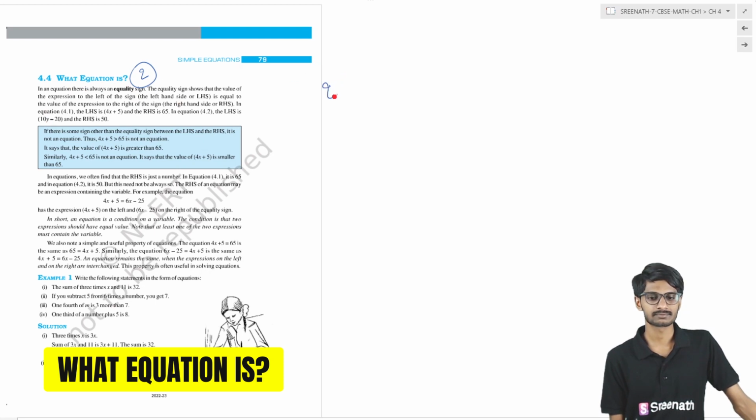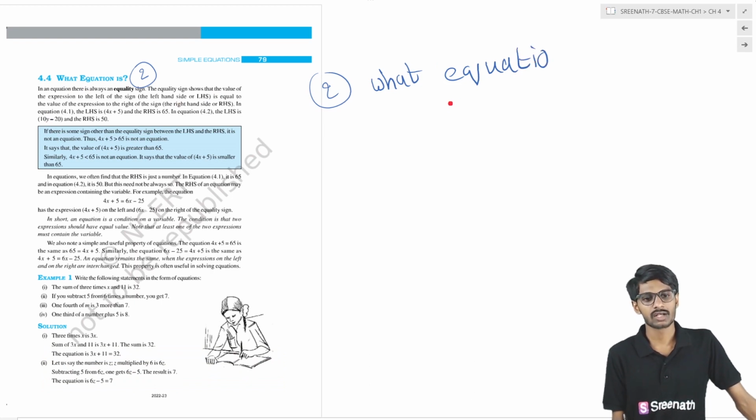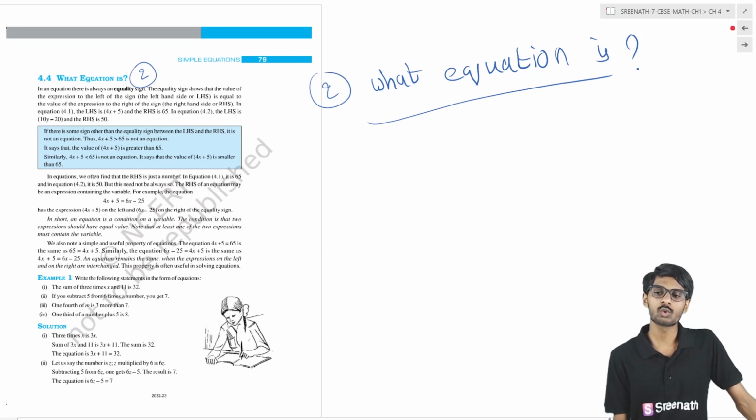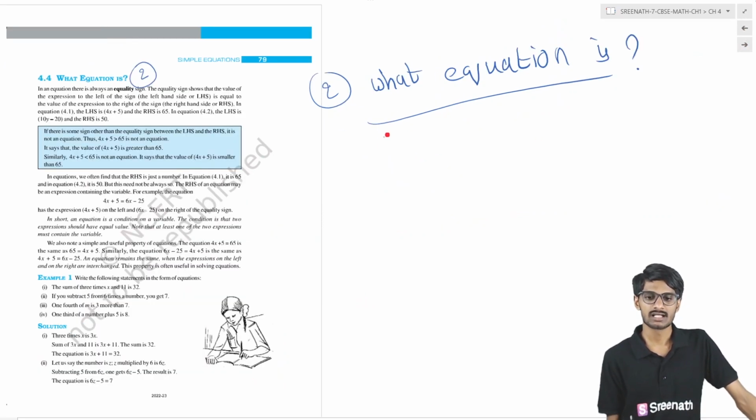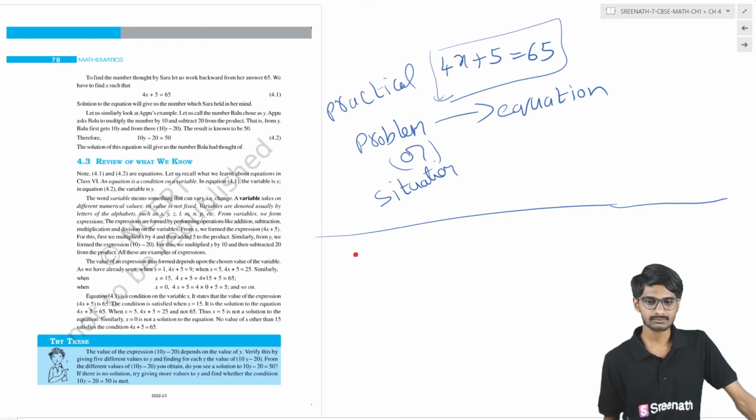The second topic is what an equation is. We have set up the equation, and now we look at what is meant by an equation. Before going to this, we have to review what we have learnt in our lower classes, where we learnt about equations.